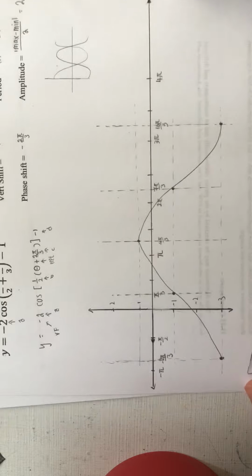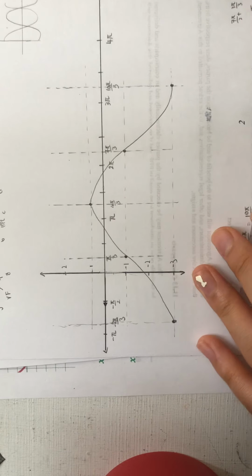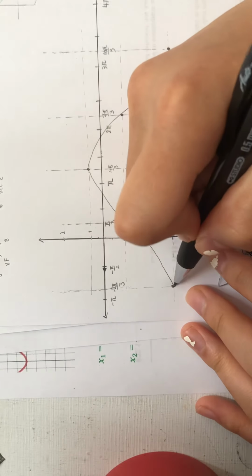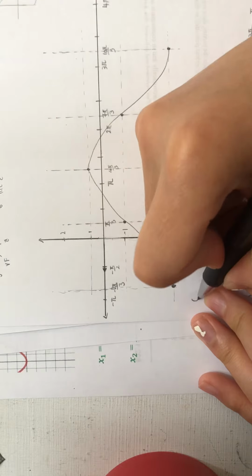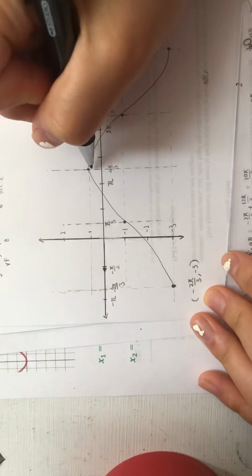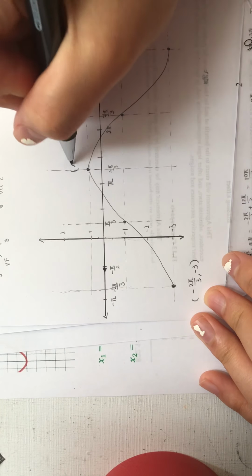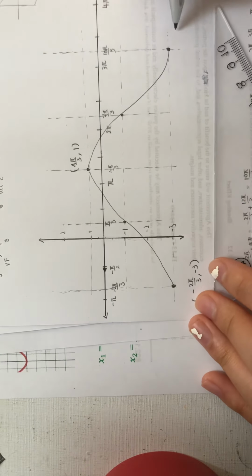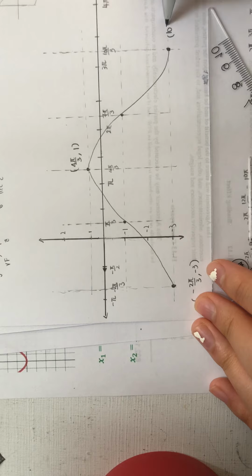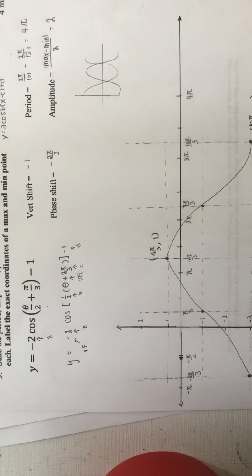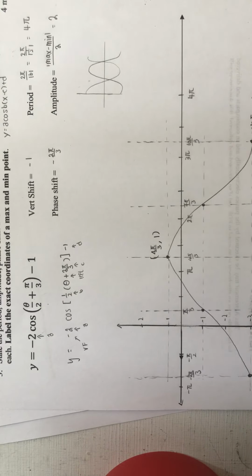And this is what our graph is supposed to look like. Then we have to label the exact coordinates of a maximum and minimum point. So this will be the minimum point at negative 2 pi over 3 and negative 3. This is our maximum point at 4 pi over 3 and 1. And this right here is our minimum point again at 10 pi over 3 and negative 3. And there we have our answers.